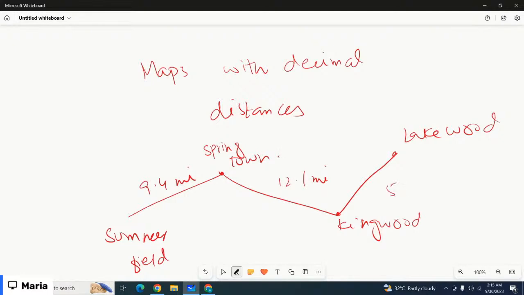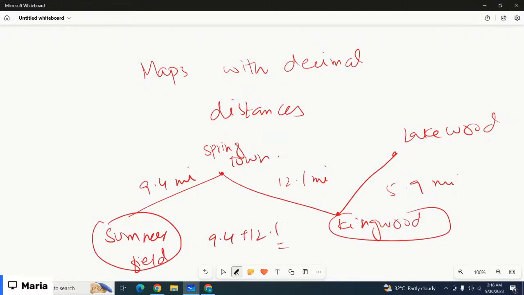Here the distance is 5.9 miles, right? So how far is it from Summerfield to Kingwood, right? You have to see from Summerfield to Kingwood how much distance it is. When you start from Summerfield, you have to go to Springtown first, and then go to Kingwood. So the distances are 9.4 and 12.1. You have to add these distances, right? It would be 21.5. So that means the distance between Summerfield and Kingwood is 21.5, right? The correct option is 21.5.